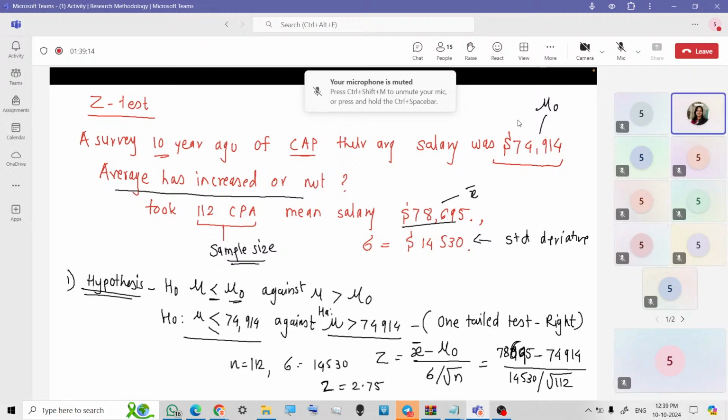We need not calculate. We have that answer. Z is equal to 2.75. Now, this is the test statistic value.